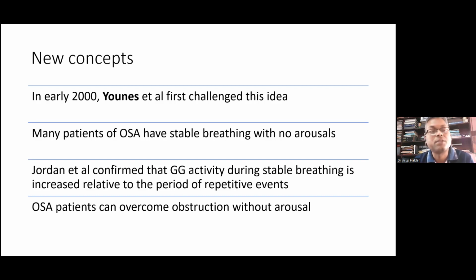And in that time also, Jordan et al. confirmed that the genioglossus activity during stable breathing is increased relative to the period of repetitive events. What that meant is that if the genioglossus activity can be increased to counteract the obstruction, that can actually prevent recurrent arousal and recurrent apneas and hypopneas during sleep. So they propose that OSA patients can overcome obstruction without an arousal, and if they can do that, that can produce stable breathing even in OSA patients intermittently.